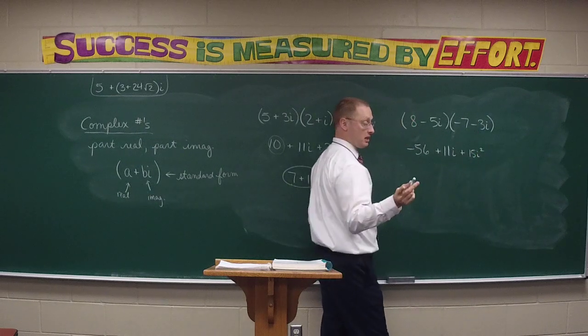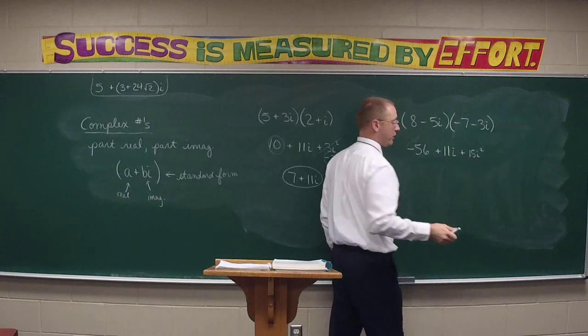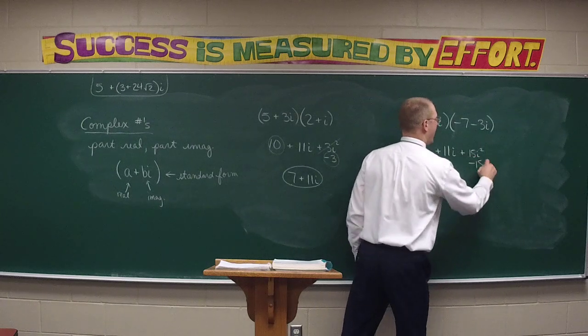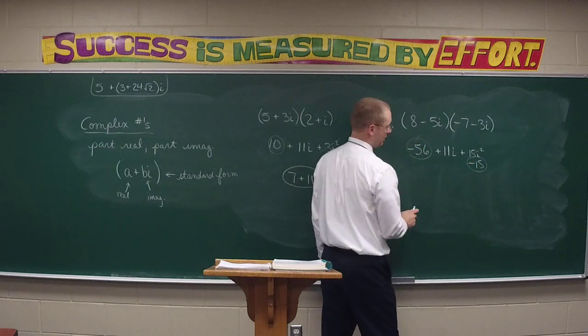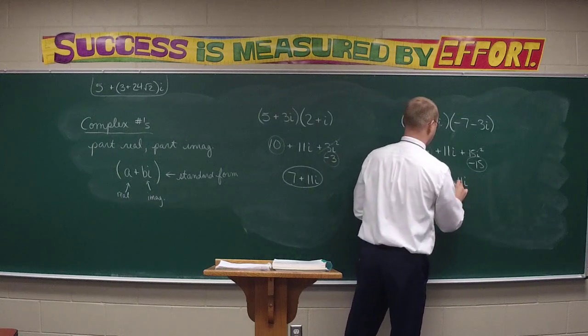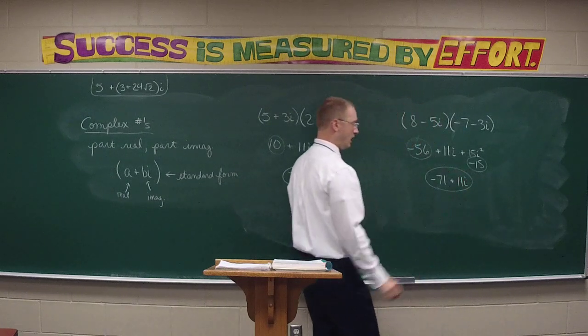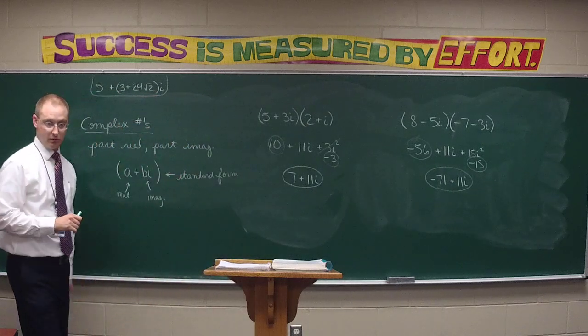Positive 15i squared, but i squared becomes negative 1. So really, this is 15 times negative 1, or negative 15. And then I can combine the negative 56 with the negative 15, and of course, we'll keep the positive 11i on. And there's our answer.